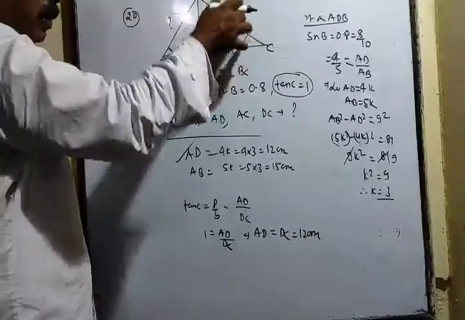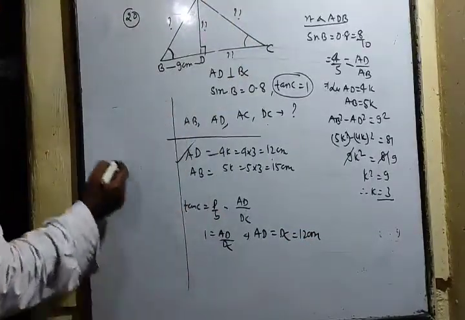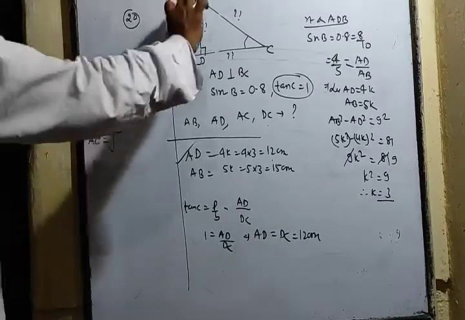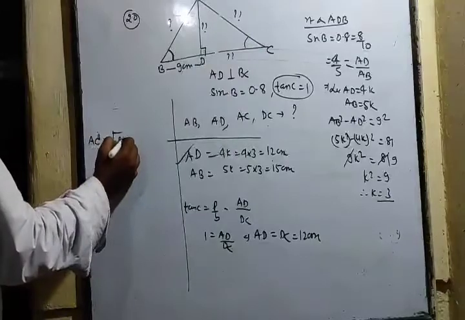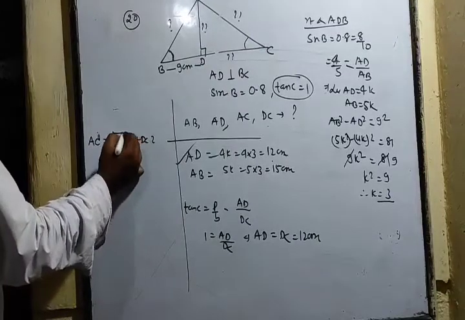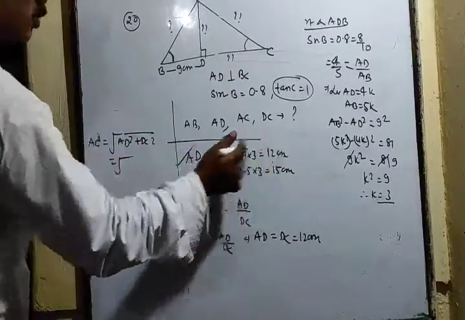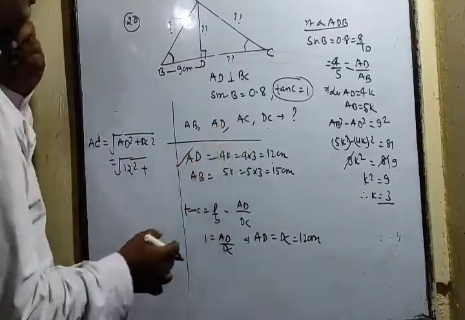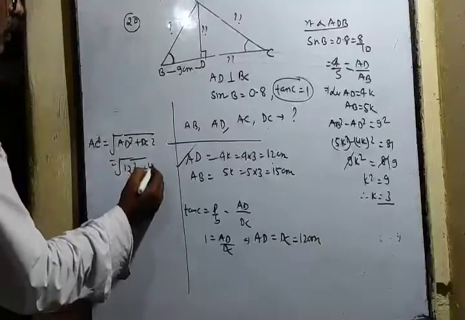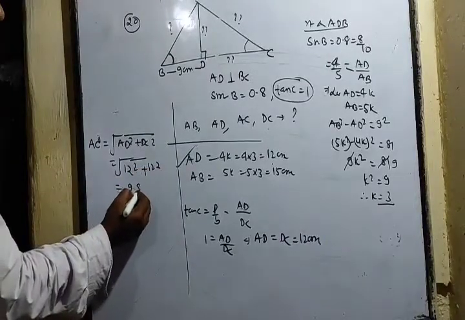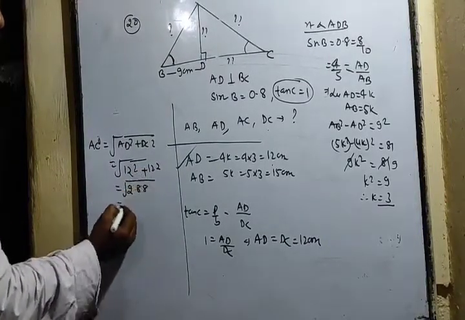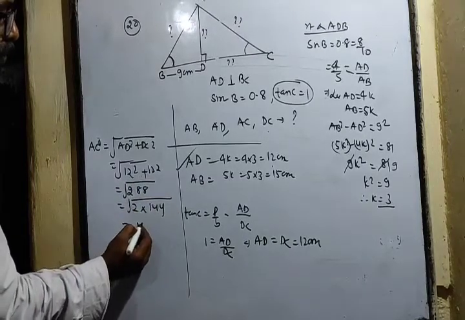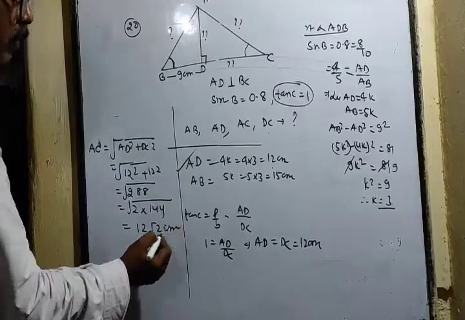Now we have to find out AC. So what we'll do, we'll use Pythagoras formula. AC will be root over AD square plus DC square. So AD already we know. AD is how much? 12 square. And DC is how much? DC we have just calculated, 12 square. So it is 288 after calculation. So it is 2 into 144. So take root over this. So it will be 12 root 2 centimeter.